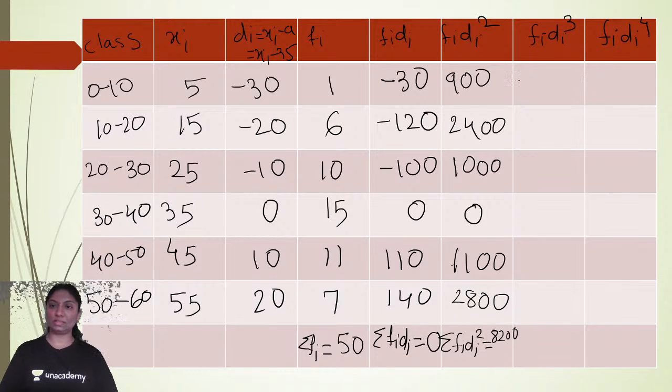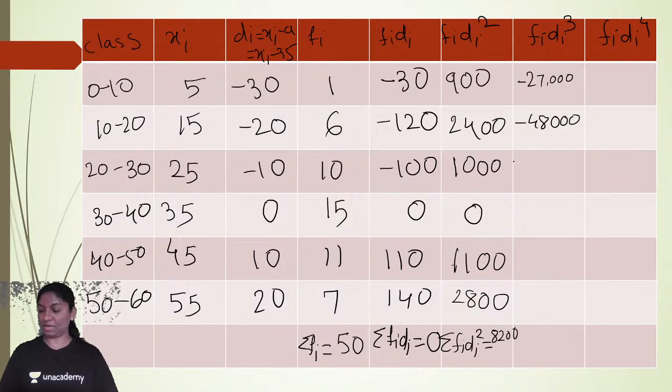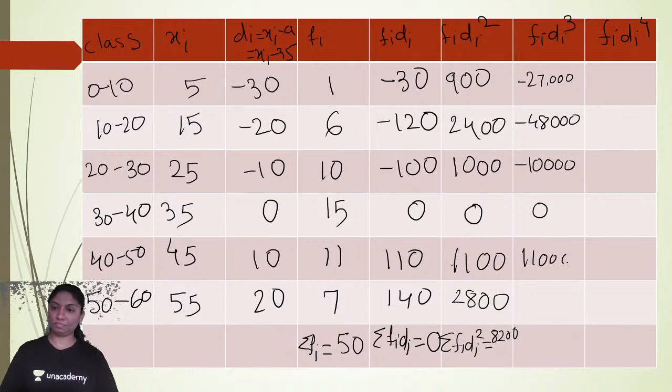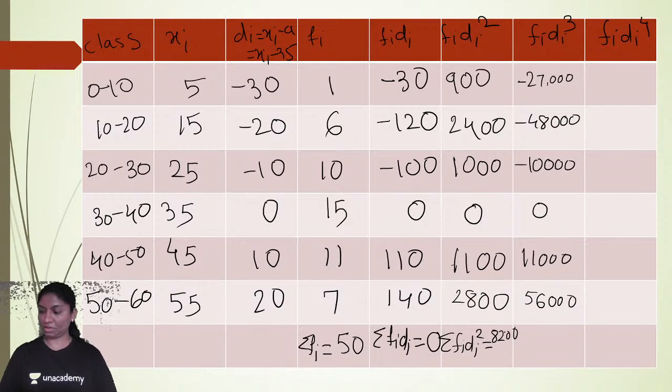So minus 27,000, minus 48,000, minus 10,000, 0, 11,000, 56,000. Okay, summation of fi di cube is equal to minus 18,000.